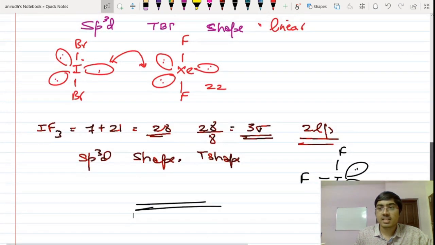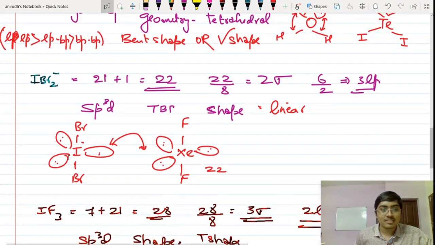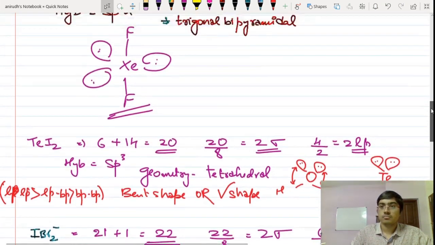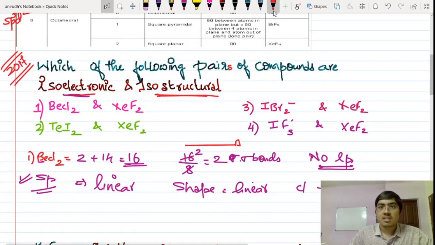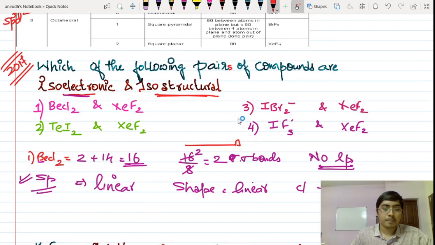So as I was telling you, exactly similar is IBr2 minus and XeF2. So for this question, the answer that I will be marking is IBr2 minus and XeF2, isn't it? So the correct answer for this question is option 3.